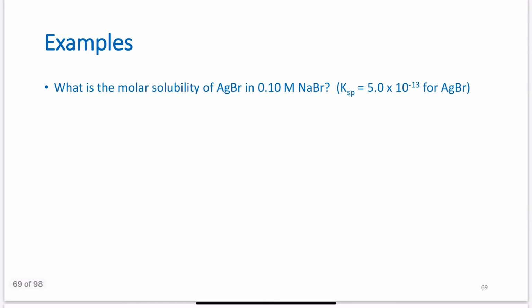What is the molar solubility of AgBr in a 0.1 molar NaBr solution? The objective here, be able to determine the molar solubility of a substance in the presence of a common ion.